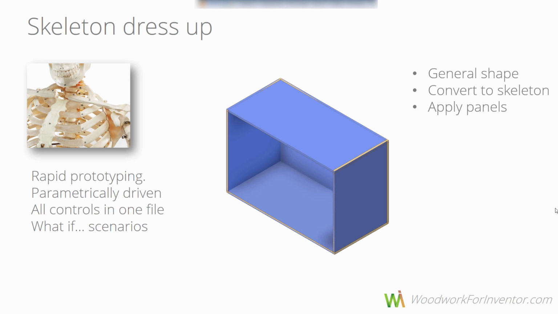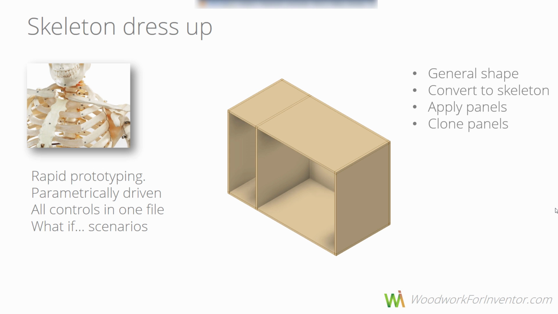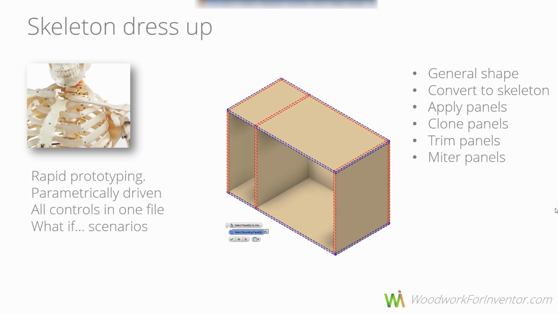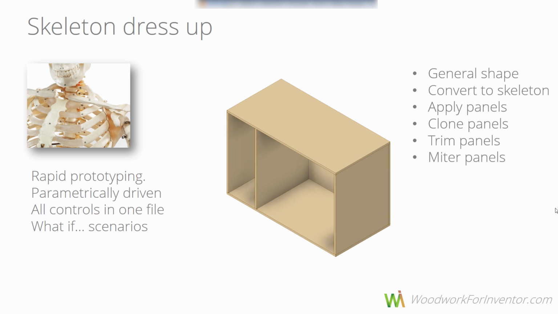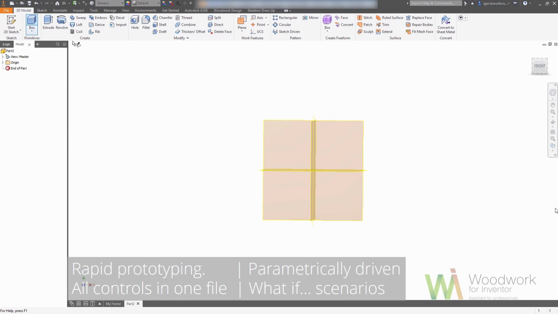We cover the surfaces with the panels. We can also clone the panels, trim the panels, or miter the panels, so we can connect them at half of the angle, an angular connection. This is also a new feature of Woodwork for Inventor version 8. So the final result looks like that. As you can see, it seems to be very simple, and in fact it is. Now it's time to prove my words, and we are going to the first video in our demo to see how it happens.